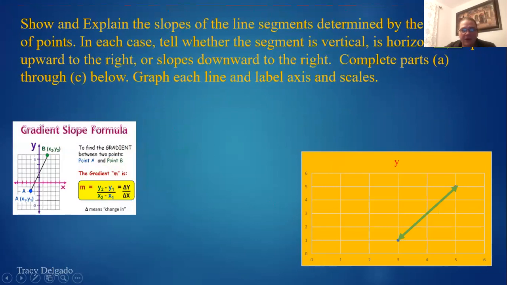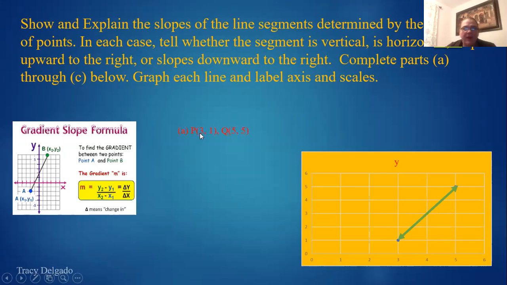Okay, and this one we're going to show the slopes of the line segments determined by the given pairs of points. We're going to show whether the segment is vertical, horizontal, slopes upward to the right, or slopes downward to the right. And I put our gradient slope formula. It's going to be y2 minus y1 divided by x2 minus x1. And when we write it, it will be like a triangle. That means change in y divided by the change in x.